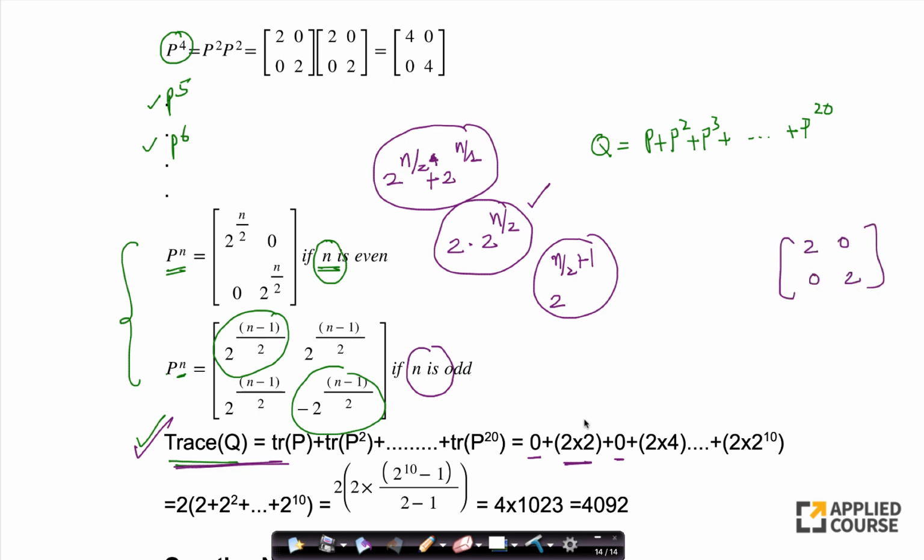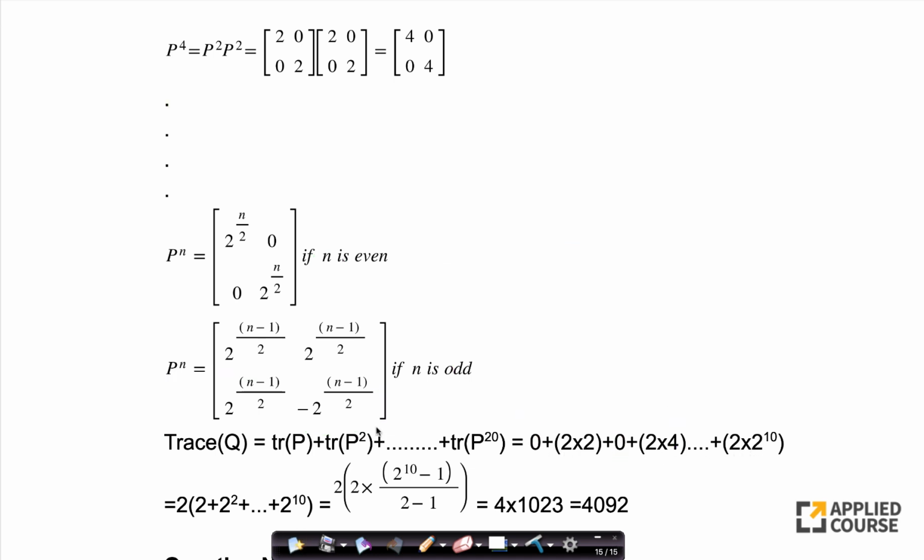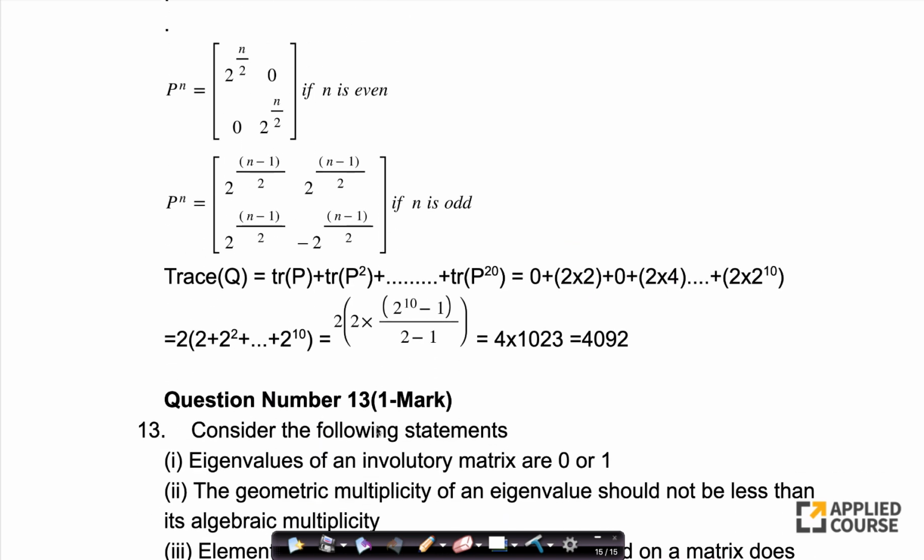So it is 2 times 2. For P power 3, this is 0. For P power 4, if you notice, what do we have? We have 2 into 2 square and so on and so forth. So if you sum up all these elements, because the odd ones will become 0, only the even ones will survive, you can write this summation very easily as this.